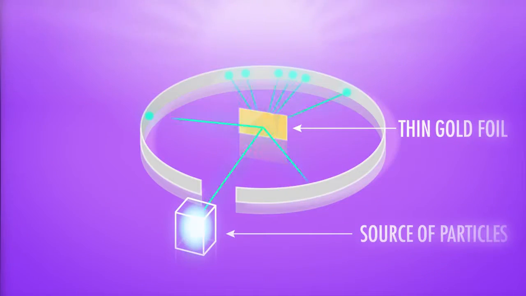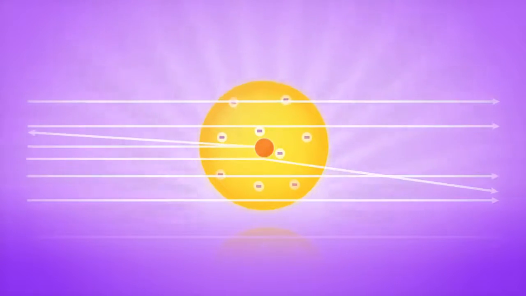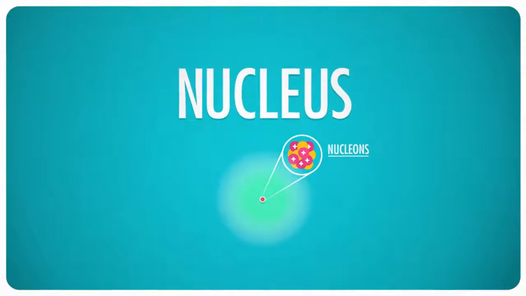But as it turned out, some of the particles were deflected at large angles, and sometimes almost straight backward. The only explanation for this was that the entire positive charge in an atom, the charge that would repel an alpha particle, must be concentrated in a very small area. An area that he called the nucleus. Because most of the alpha particles passed right through the atoms undeterred, Rutherford concluded that most of the atom is empty space. And he was correct.